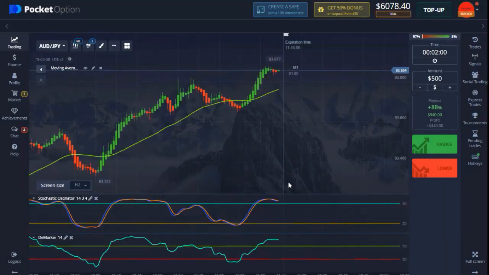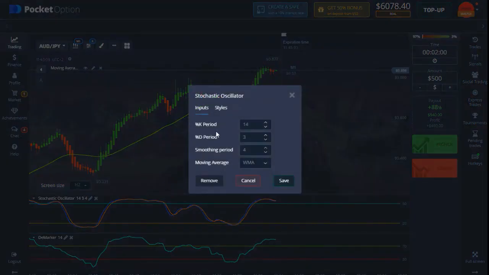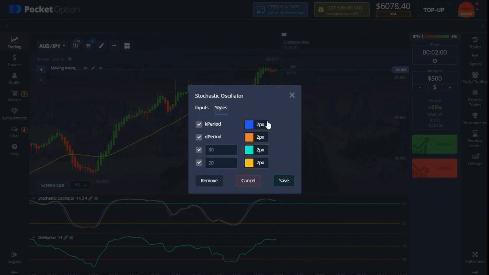The second indicator we're using is the stochastic oscillator, and this is the setting as well. The K period is 14, the D period is 3, the smoothing is 4, while the moving average here is WMA. On the style part I take all the lines. When you're done, you hit save.